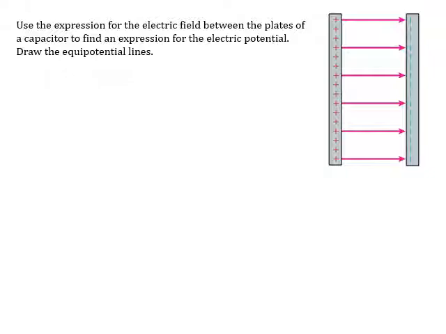Let's get some things down so we're sure we know what we're doing. First is our expression for electric field. It's the charge density, so the net charge on a plate divided by the area of the plate, divided by our constant epsilon naught. And the direction is from positive to negative.